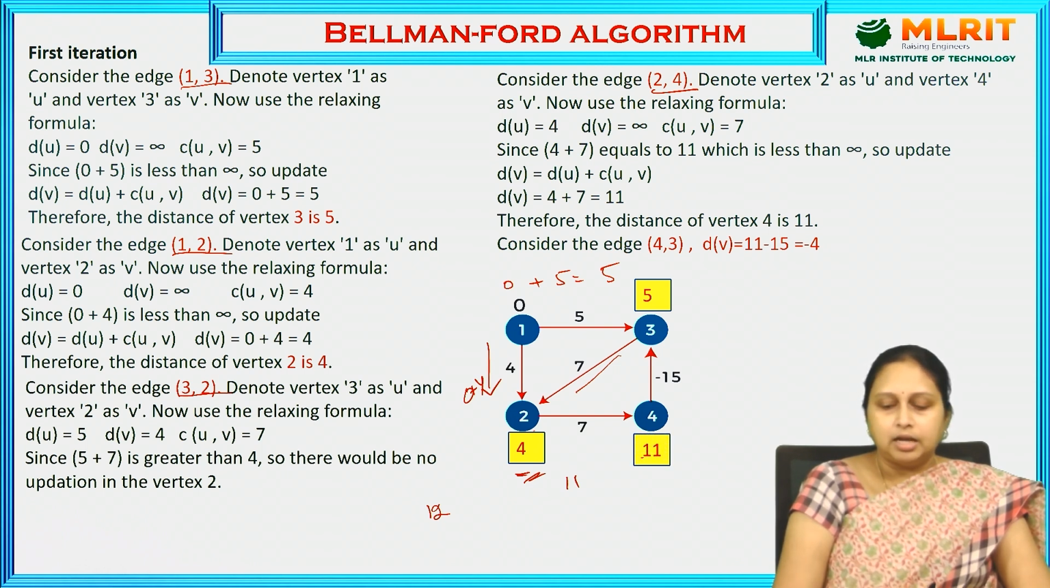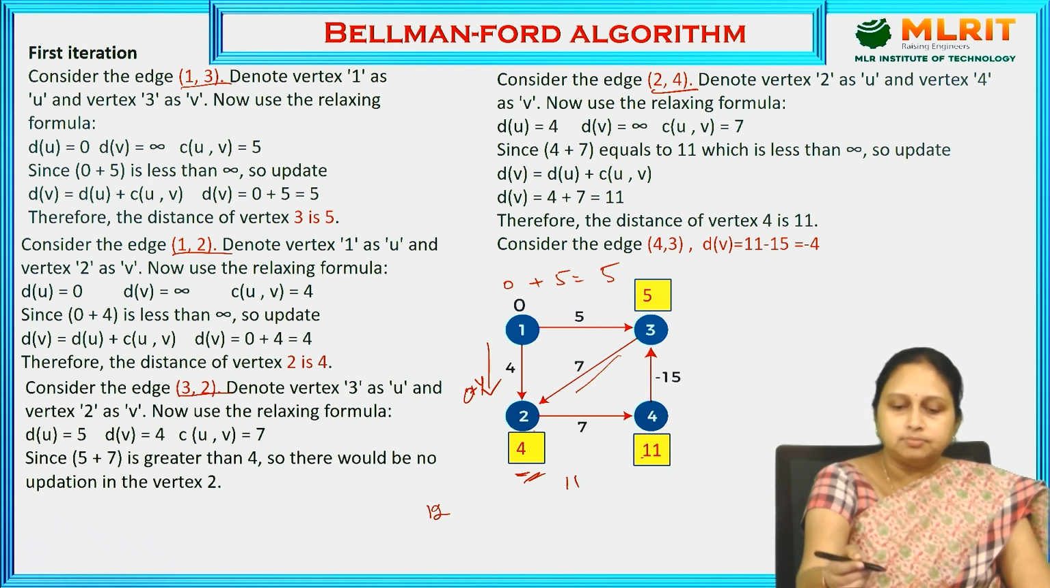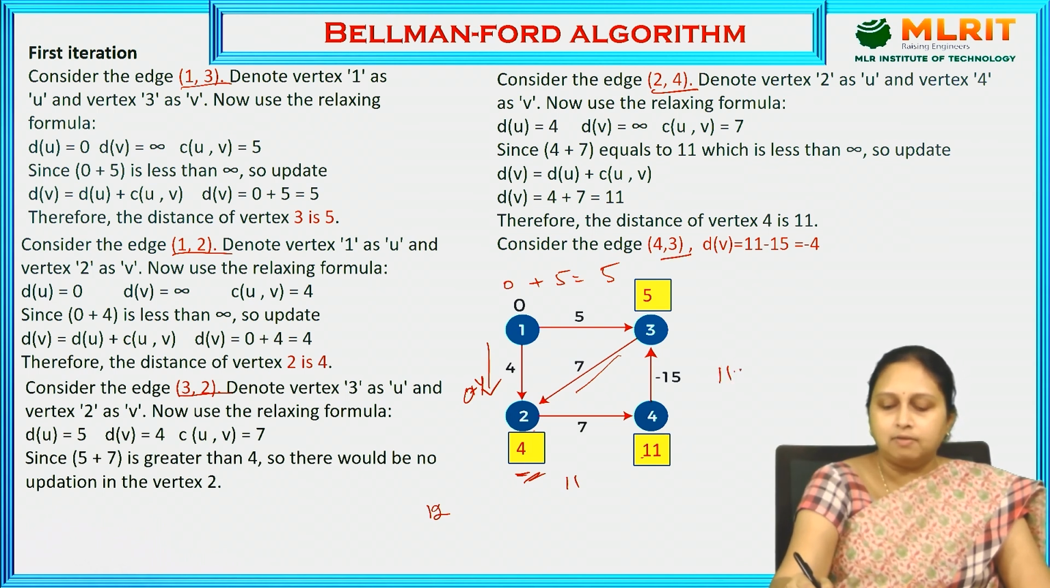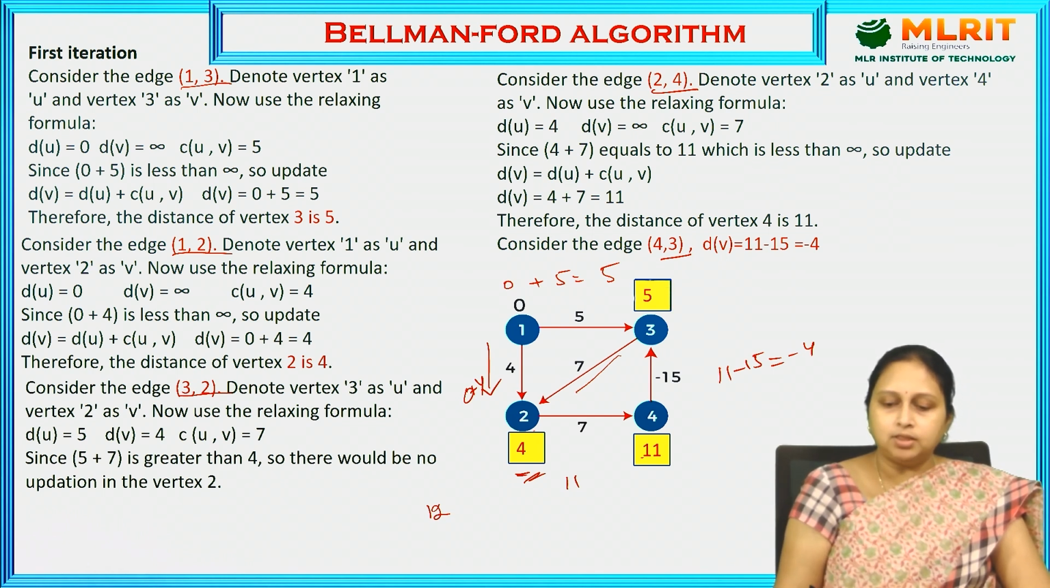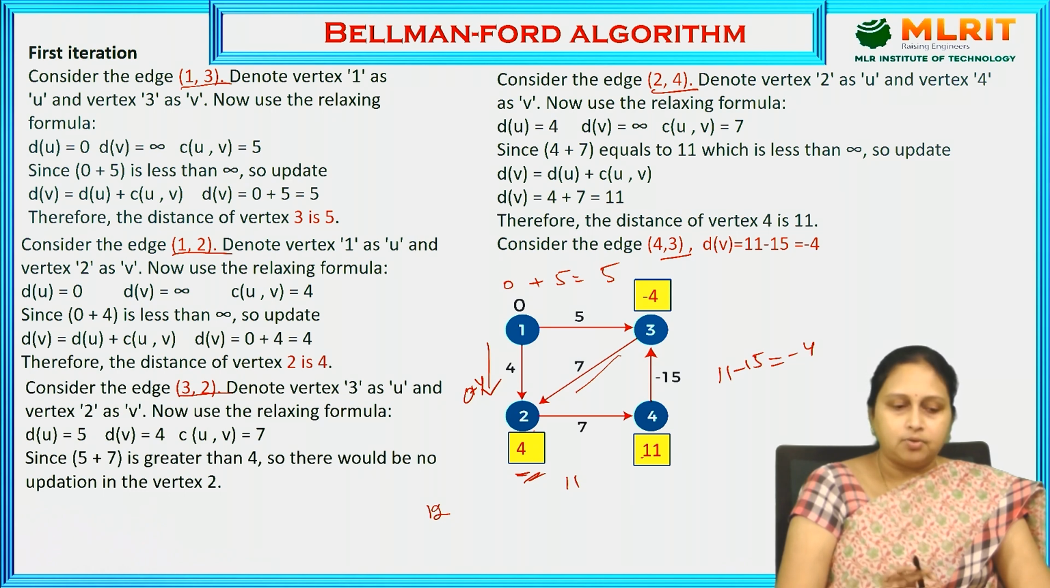Okay. Next, from 4 to 3. From 4 to 3, what is the value? We have 11. 11 minus 15 is minus 4. Right? 11 minus 15 is minus 4. So 5 is greater than minus 4, so I need to replace that with minus 4. Like this way, we are going to do. Right? This is after the first iteration. These are the values we got.